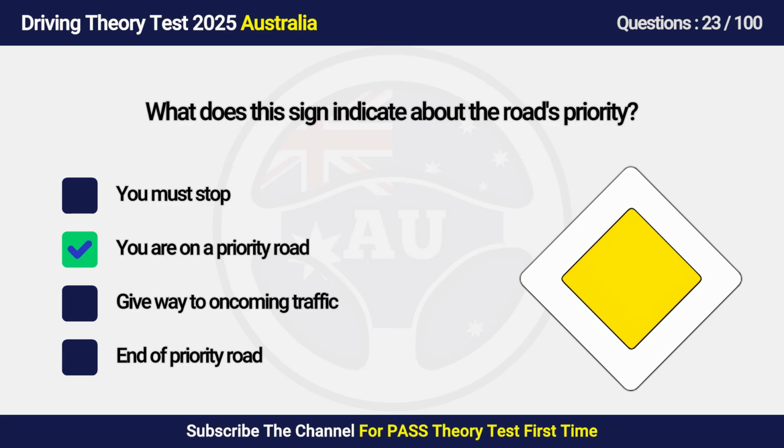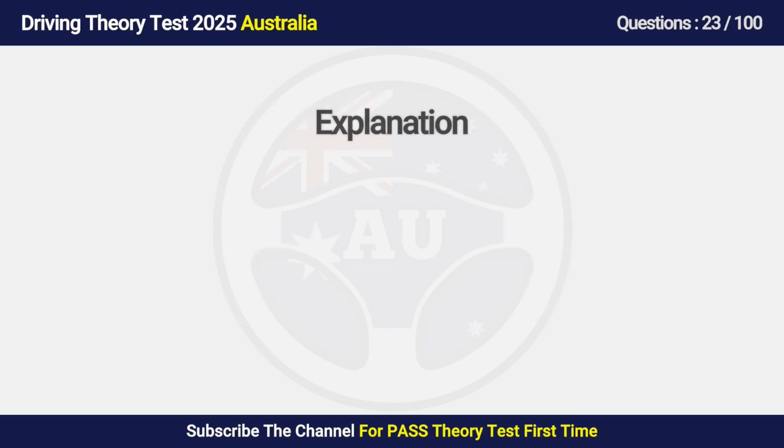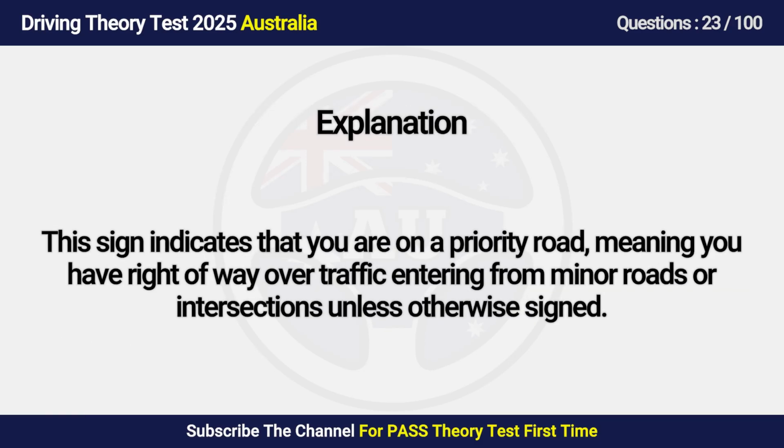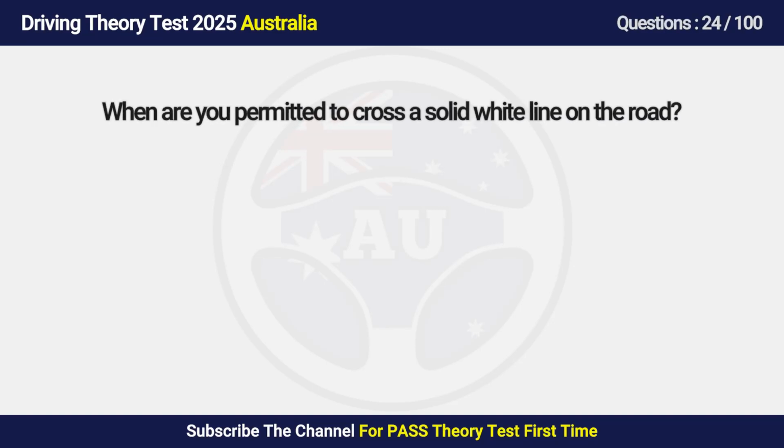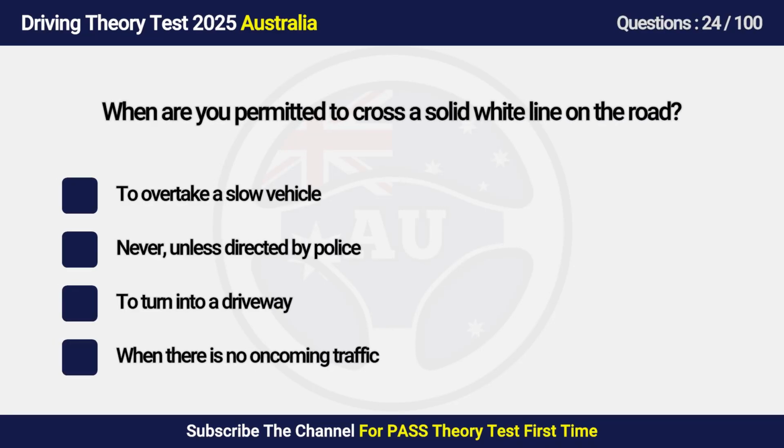Answer is B. You are on a priority road. This sign indicates that you are on a priority road, meaning you have right of way over traffic entering from minor roads or intersections unless otherwise signed. Question 24. When are you permitted to cross a solid white line on the road?